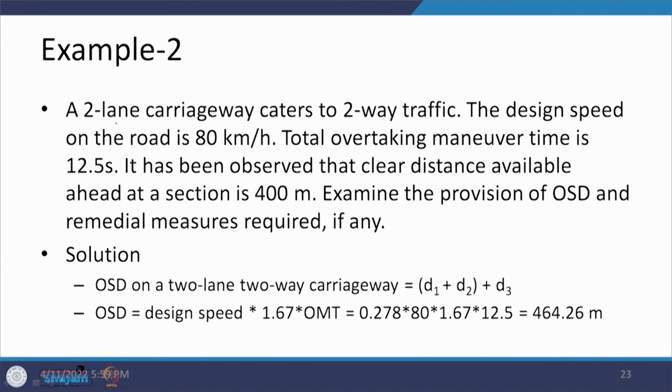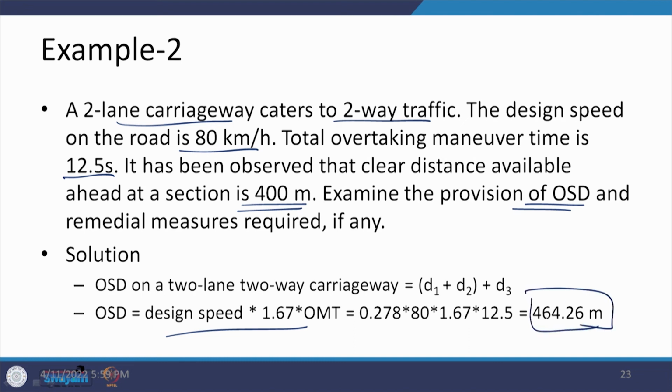Let us look at an example here. This is a 2-lane carriageway with two-way traffic, design speed is 80 kilometers per hour, and the OMT is given as 12.5 seconds. The distance visible ahead is 400 meters, and we need to examine the OSD in this case. It is 2-lane two-way traffic, so D1, D2, D3 are all considered, and the formula is design speed into 1.67 into OMT, which gives 464.26 meters as OSD, but we have only 400 meters.